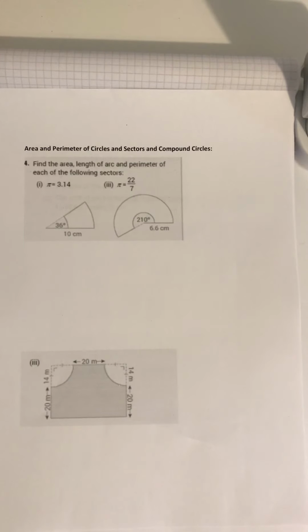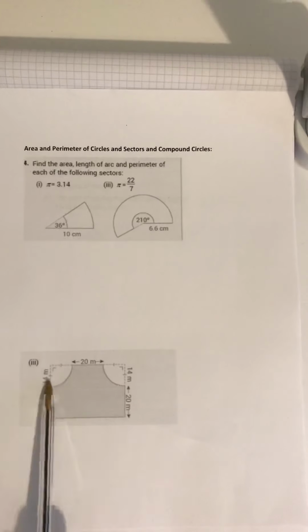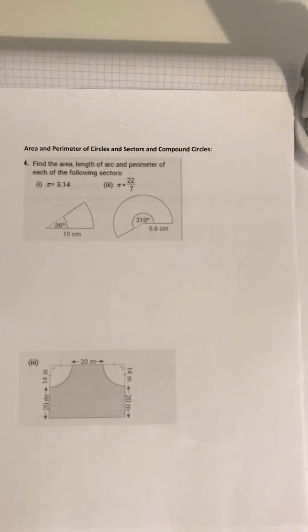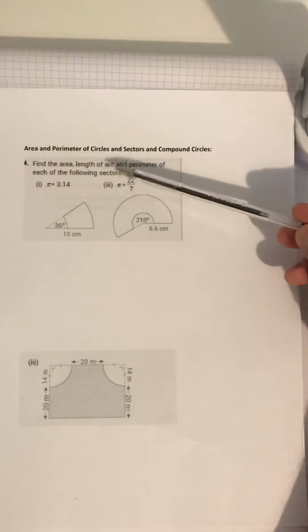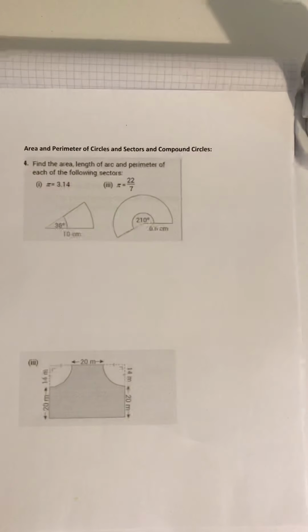So here you have the area and perimeter of circles, sectors and compound circles. So shapes maybe with circles taken out or circles added in, as in this question here, okay? So they're compound circles. Now, what we're asked to do here is to find the area, length of the arc and perimeter of each of the following sectors, okay?